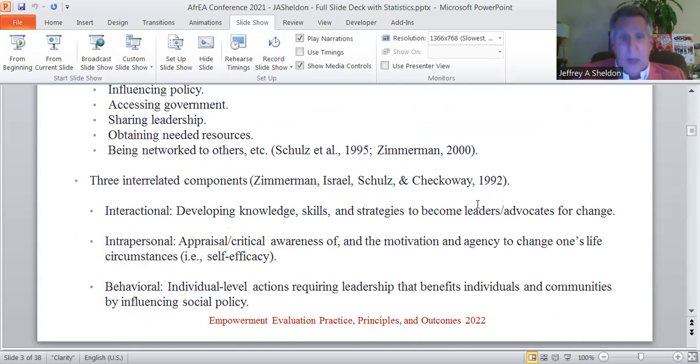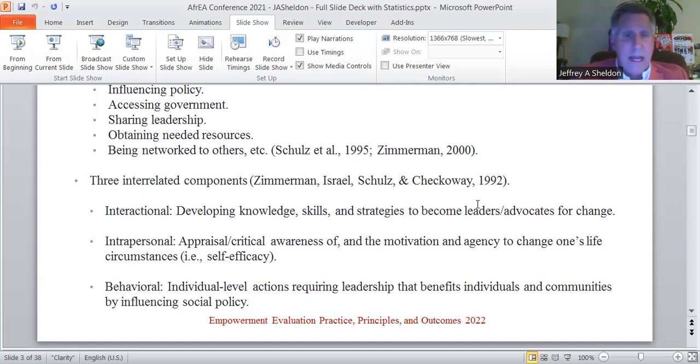The first component is interactional. So people are developing knowledge, skills, and strategies to become leaders and advocates for change. So one of the keys is knowledge and skills. When we get back into the study a little bit more, I'll talk about knowledge and skills, because we're talking about a type of evaluation in which there is a process. People learn knowledge when they're taking part in empowerment evaluations. They're gaining knowledge about evaluation and developing skills to be able to conduct their own evaluations.